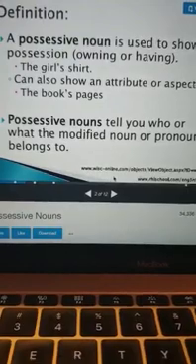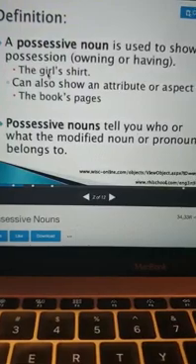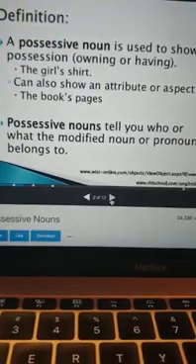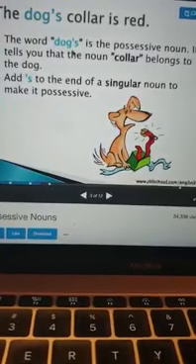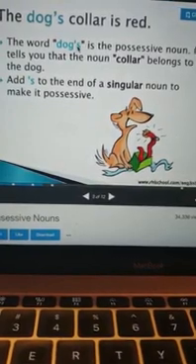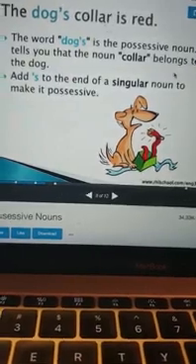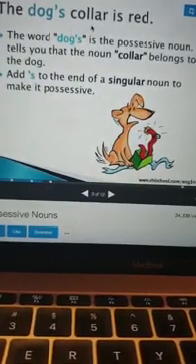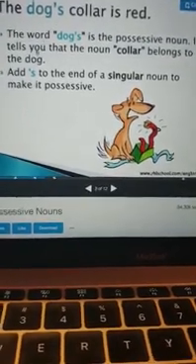But when we write it, how do we write it? As you must have noticed, there is what? Apostrophe and then S. Okay, so I'll be telling you more. See, this is how it is written. The word dog's is the possessive noun. So here is a dog, but we have put apostrophe and S with it. It tells you that this collar belongs to the dog. So this apostrophe and this S tells us that this collar belongs to the dog. This is how we express it.